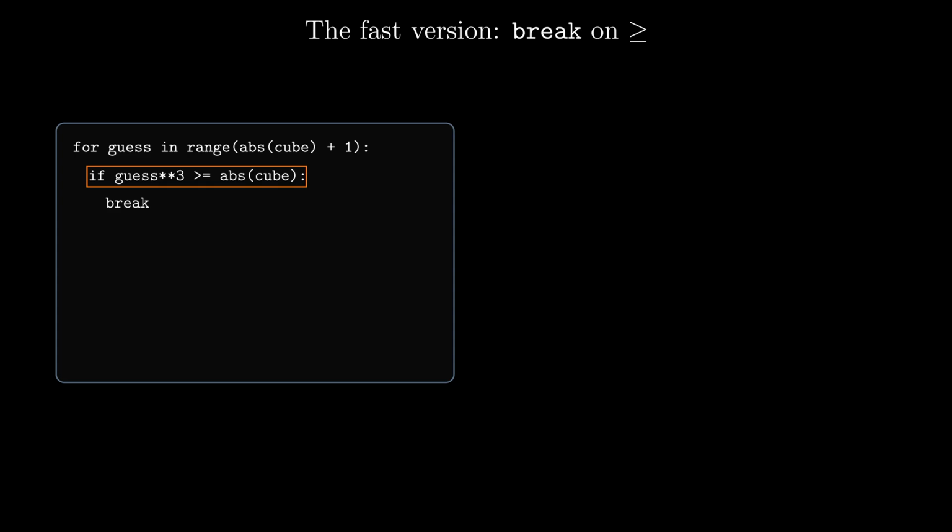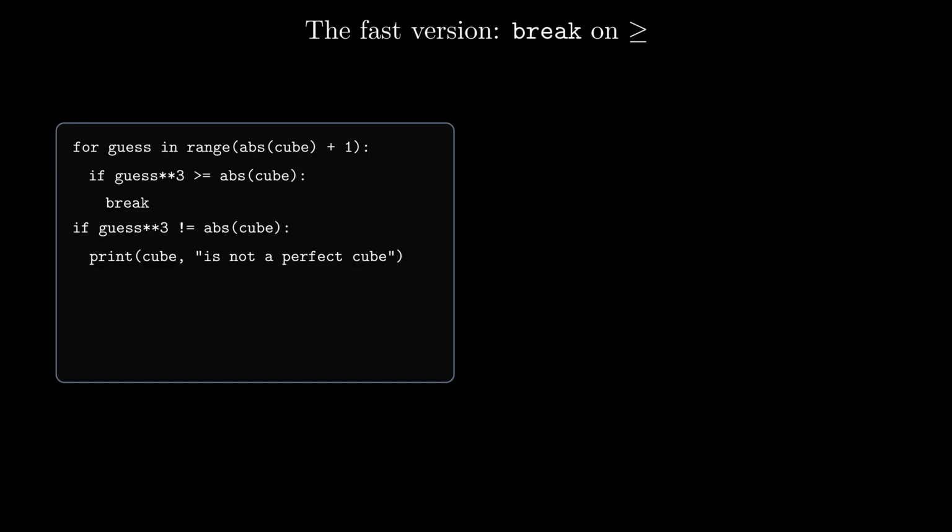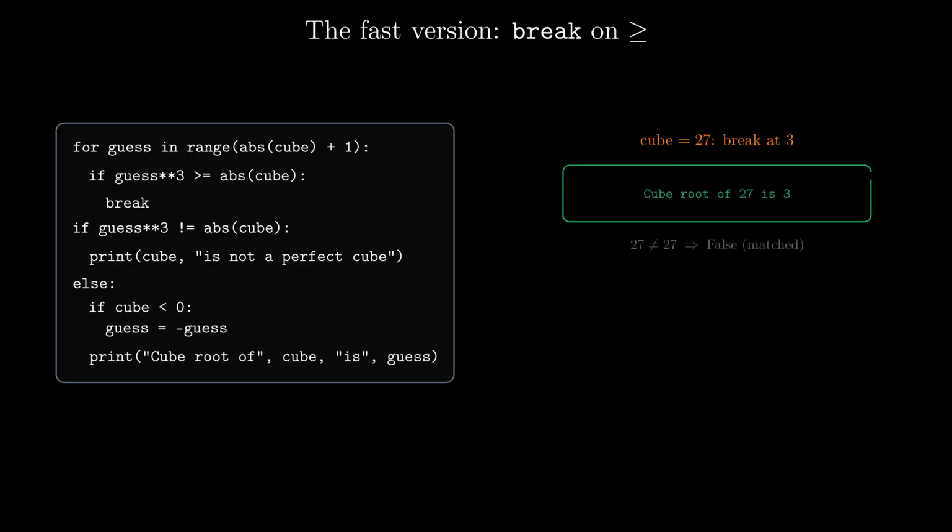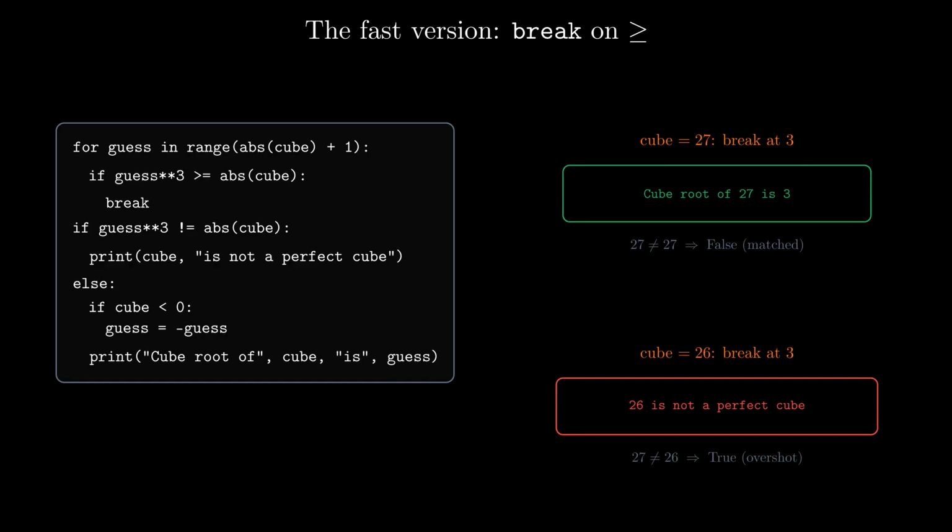But now we have to figure out why we exited, just like with the square root while loop. Either guess cubed equaled cube or it overshot. So after the loop, if guess cubed is not equal to cube, it overshot, so cube isn't a perfect cube. Otherwise it matched, and we handle the sign and print the root exactly as before.